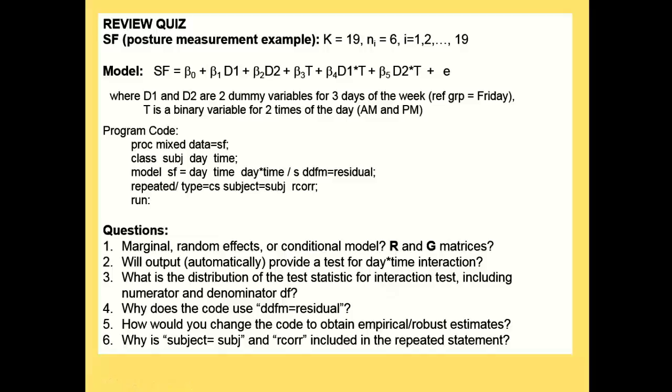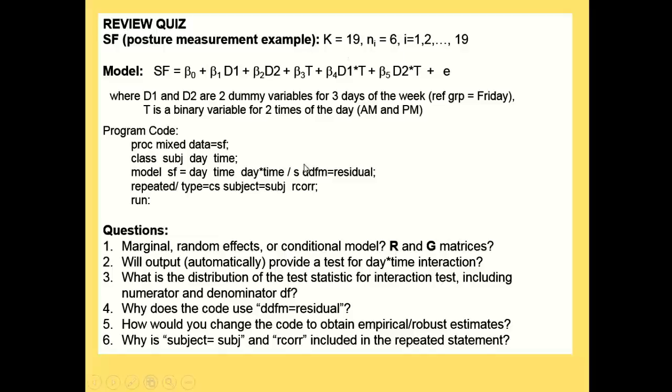What's the denominator degrees of freedom? Remember, it's a marginal model. So what should the denominator degrees of freedom be? N minus the number of parameters in the model, whatever that is. And the number of parameters is 1, 2, 3, 4, 5, 6. So it's N minus 6, and it's 19 times 6, which is 114, minus 6. I guess it's 108 is what it should be. Okay, so there are the numbers.